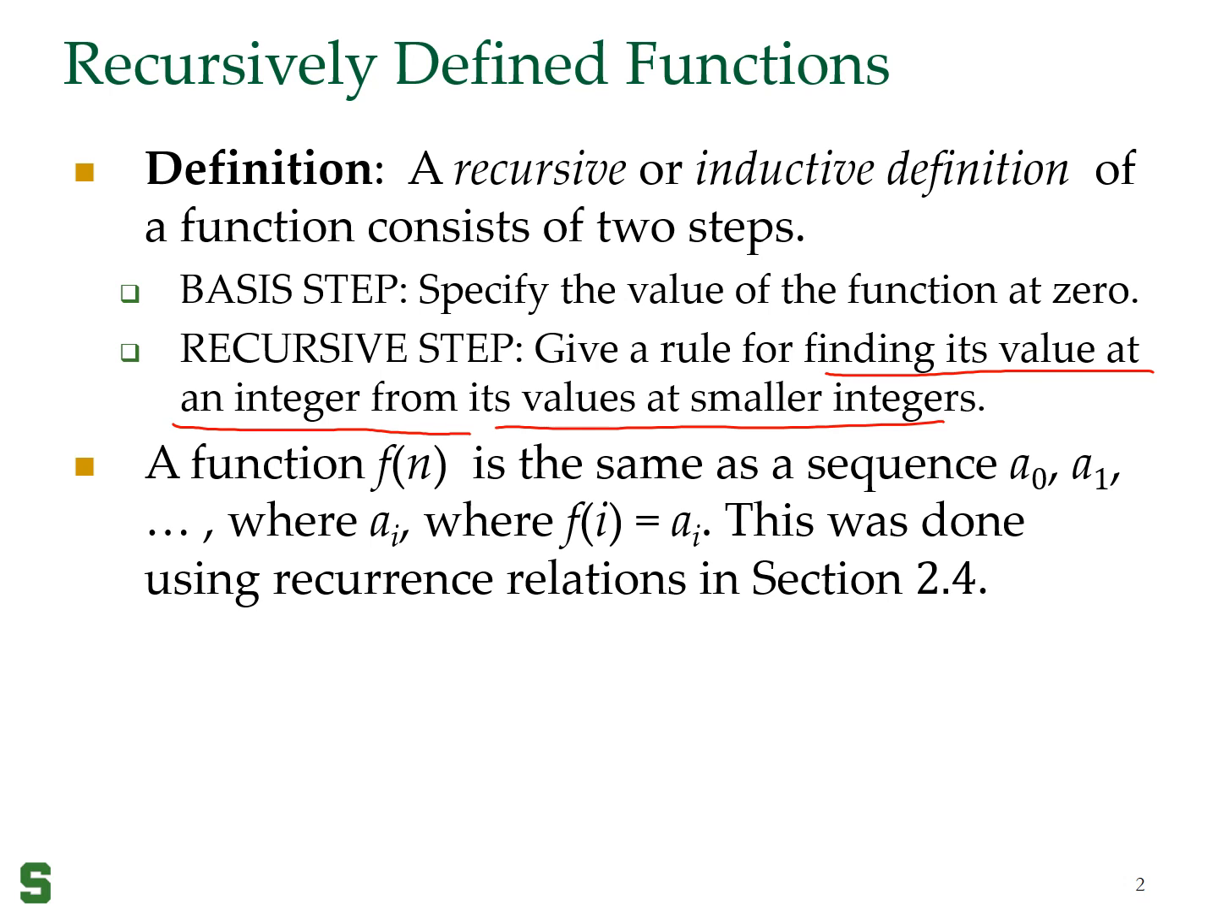A function f(n) is the same as a sequence a0, a1, a2, a3, where f(i) is equal to ai. In other words, f(0) is the first term, f(1) is the second term, f(2) is the third term, and so on. Remember that this is exactly what we used to relate functions and sequences to each other.